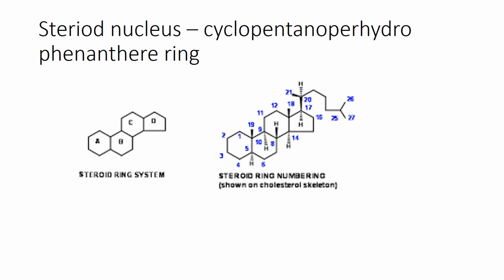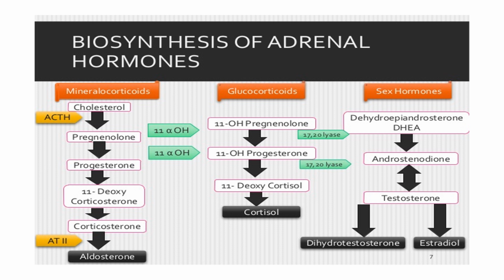which is a basic structure for all the corticosteroids, and that ring is called the cyclopentanoperhydrophenanthrene ring. Now coming to the biosynthesis of adrenal hormones. As I told you, all the corticosteroids are synthesized in the adrenal cortex. The site is the adrenal cortex. Now what is the starting molecule? From where do these form? They are all formed from cholesterol.